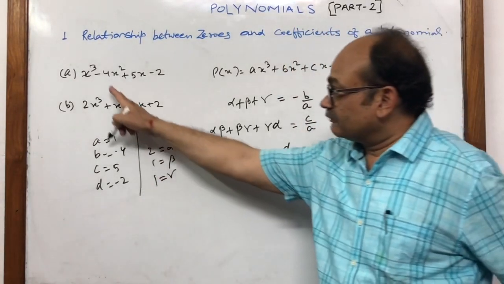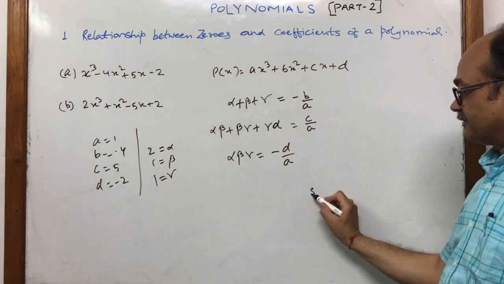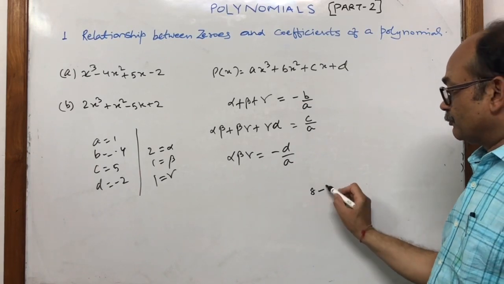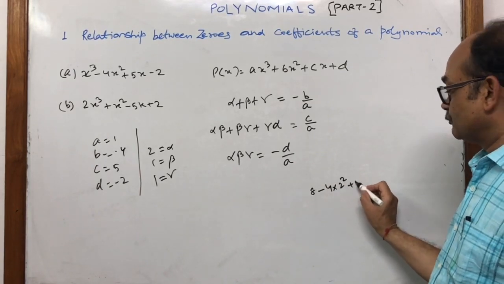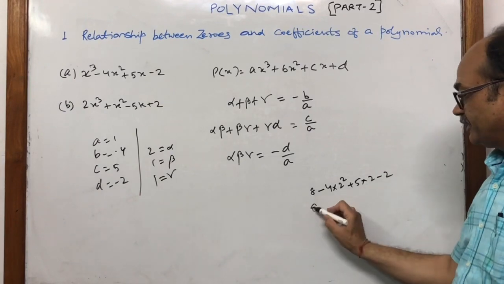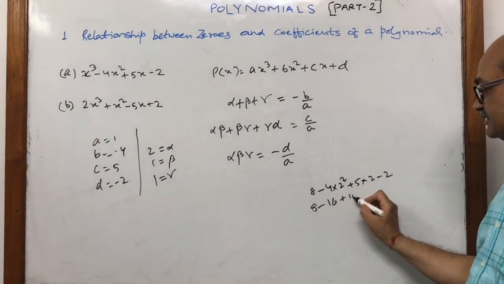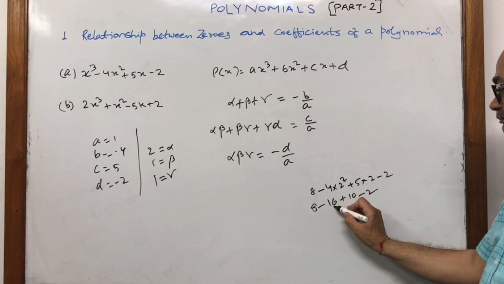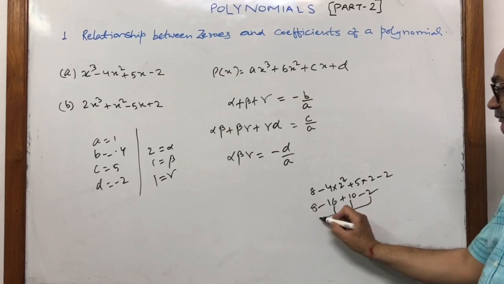If you put 2 here, what will you get? Just check. 8, 4 into 2 square, 5 into 2, minus 2. 8 minus 16 plus 10 minus 2. See that? Minus 18 plus 18.